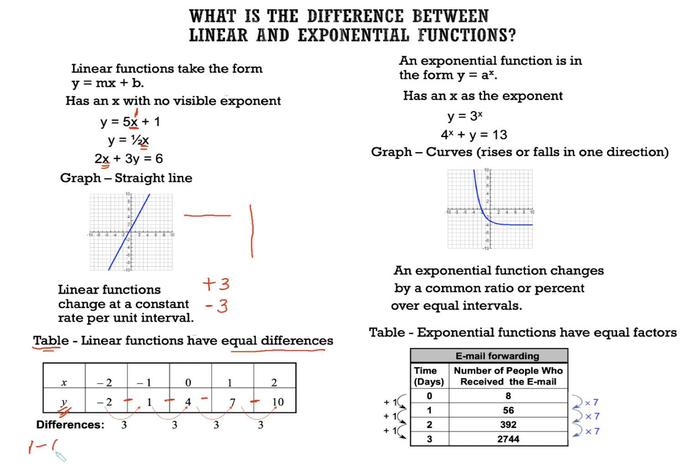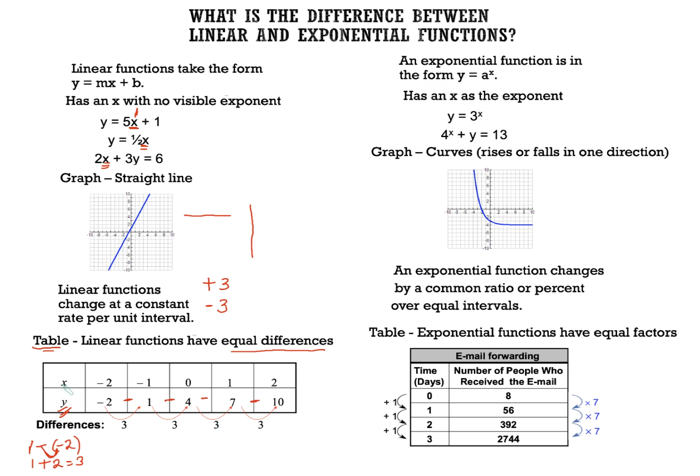1 take away -2. Remember when you're subtracting, these two negatives will make a positive, so this is 1 plus 2, which will give you 3. So the difference is 3, and it's a constant rate, which means that it is linear.